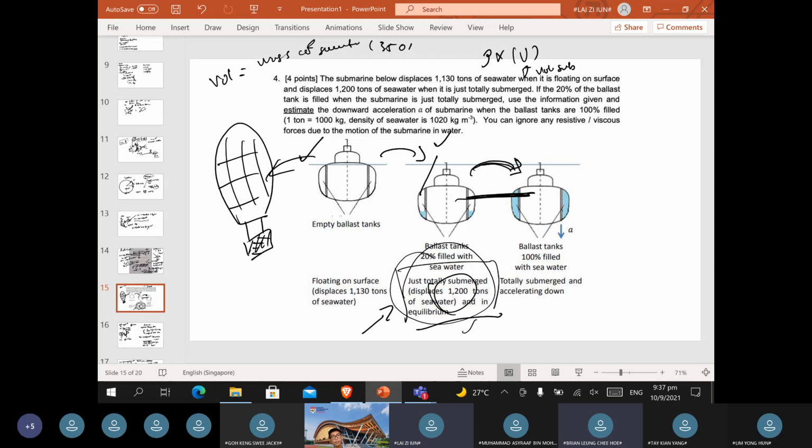Final thing, 1,200 tons is the mass only. I still need to multiply by 9.81 to get the buoyant force? Yes. Okay, thank you. Correct.